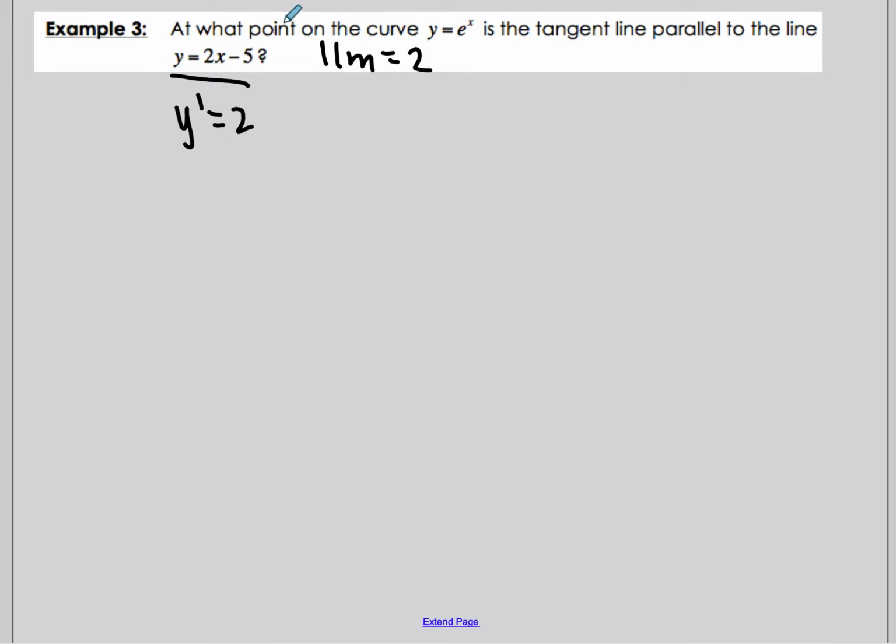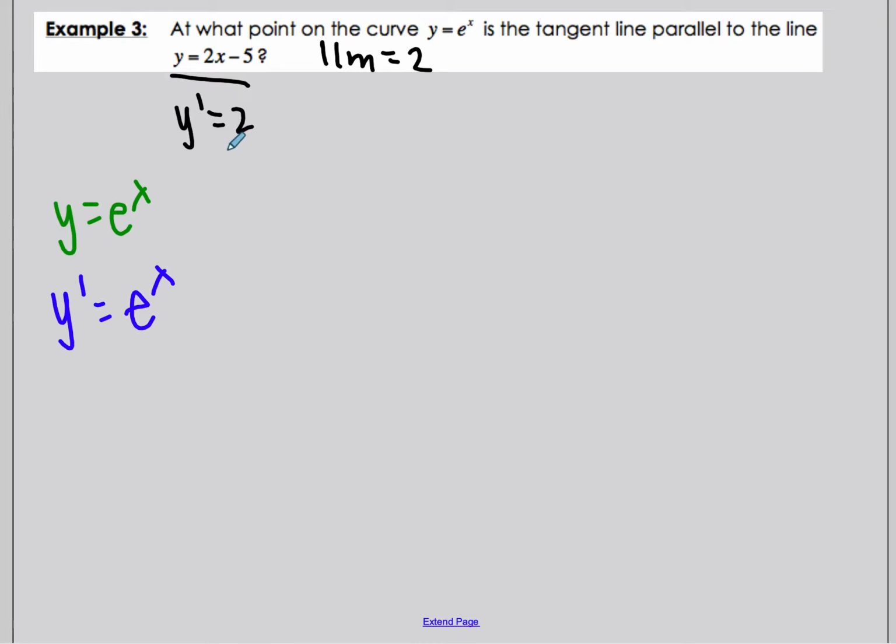And now it says, at what point on this curve, y equals e to the x, is the tangent line parallel to this? Well, in order to compare slopes, I would also need to find the slope of my tangent line. The way we find the slope of our tangent line is to take the derivative. So we started out with y equals e to the x, and I will take the derivative of that. So y prime is equal to the derivative of e to the x, which is like one of your favorites. It's e to the x. So the slope of the tangent line of this curve is e to the x, and the slope of this line is 2.